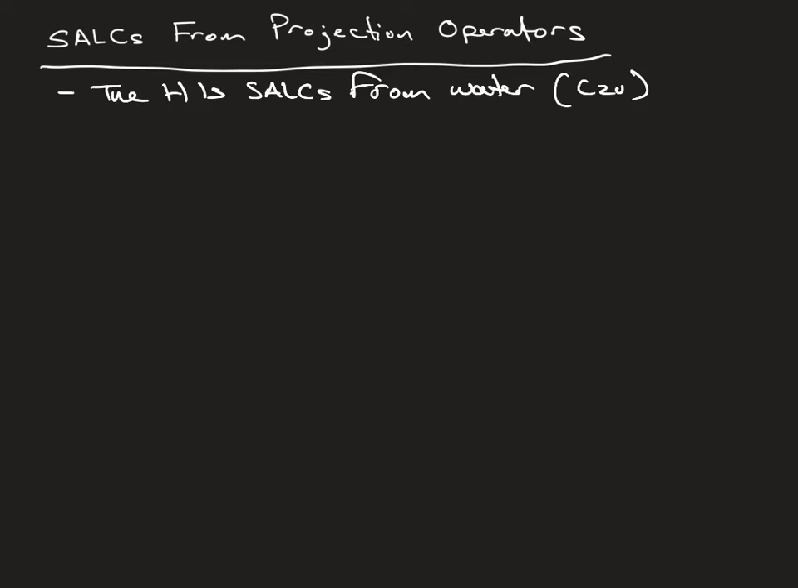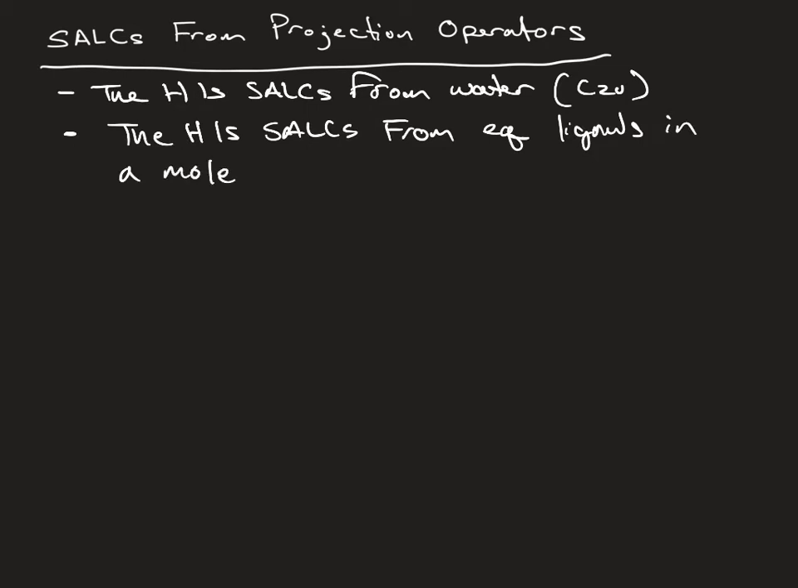We're then going to go a little bit more complicated and look at the hydrogen 1s SALCs from the equatorial ligands in a molecule in C4v Symmetry. So I'll show you how to develop SALCs for a molecule that has a doubly degenerate representation.